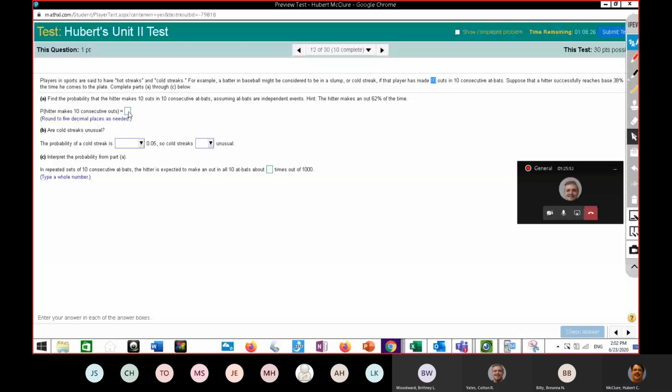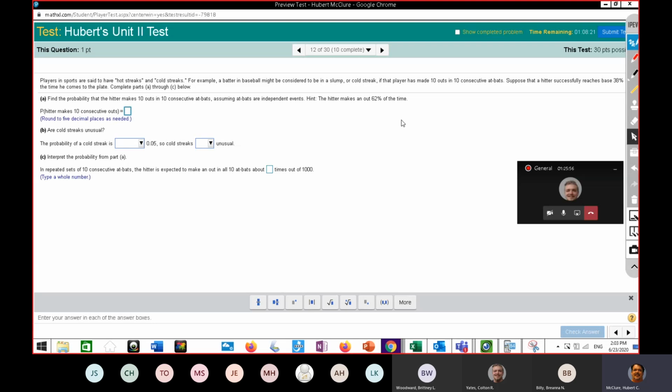Well, what would that be? Y'all did this in your homework. What would that be? That'd be 10 to the 0.38 or 0.38 to the 10th power? Oh, I'm sorry, 0.62. Okay, yes, 0.62 to the 10th power. That's a complement. So somebody take 0.62 and raise that to the 10th power and tell me what you get. I got 0.000839.